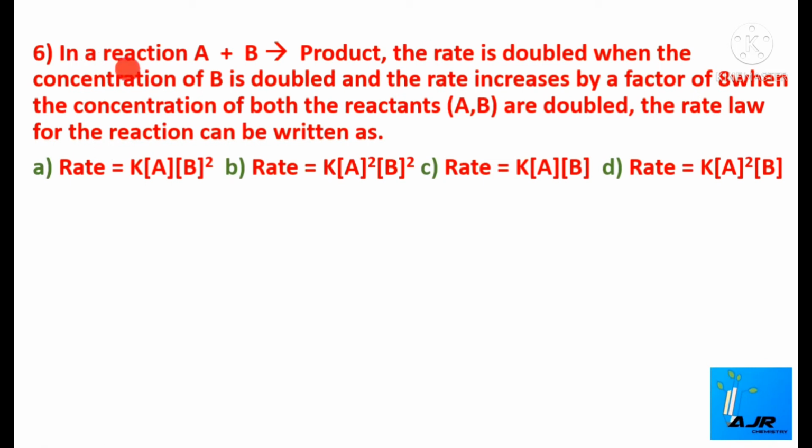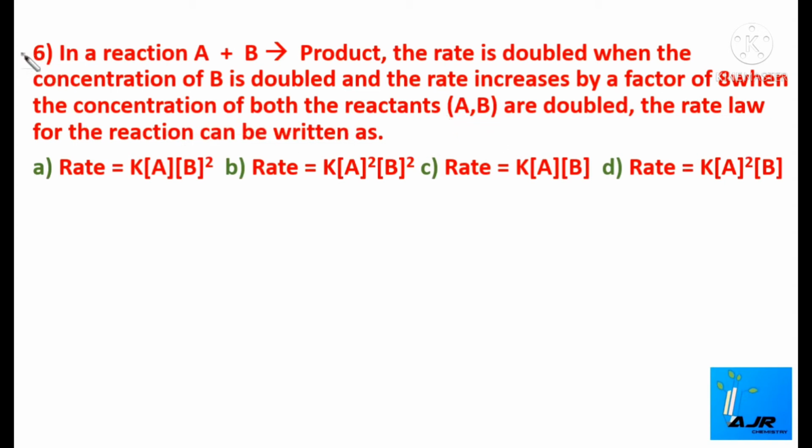Read the question, students. In a reaction A plus B giving product, the rate is doubled when the concentration of B is doubled, and the rate increases by a factor of 8 when the concentration of both the reactants A and B are doubled. The rate law for the reaction can be written. They are giving some clue here. They are asking you to write the rate law, and they are giving two conditions: the first is that the rate is doubled when the concentration of B is doubled, and in the second the rate increases by 8 when the concentration of both reactants is doubled.